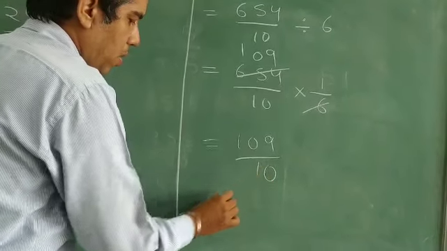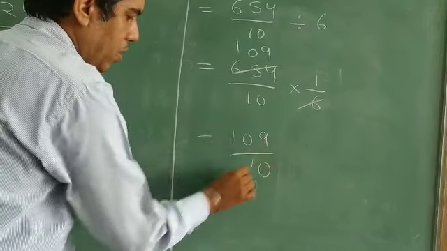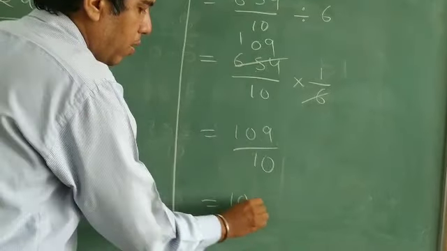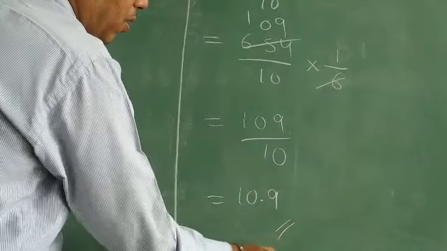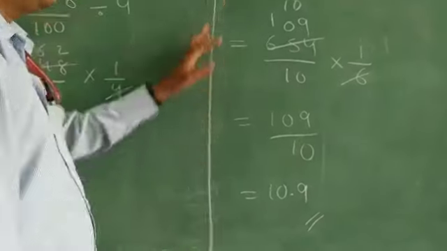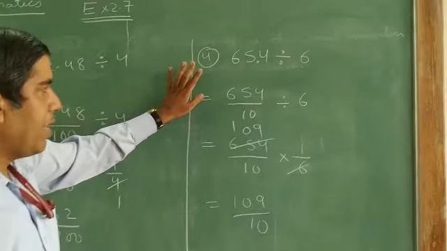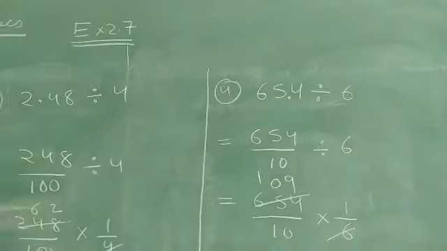So the decimal will shift here. Answer is 10.9. What is the answer? 10.9 is the answer. Just see all this one by one. Let me explain once again. From this you can see once again.